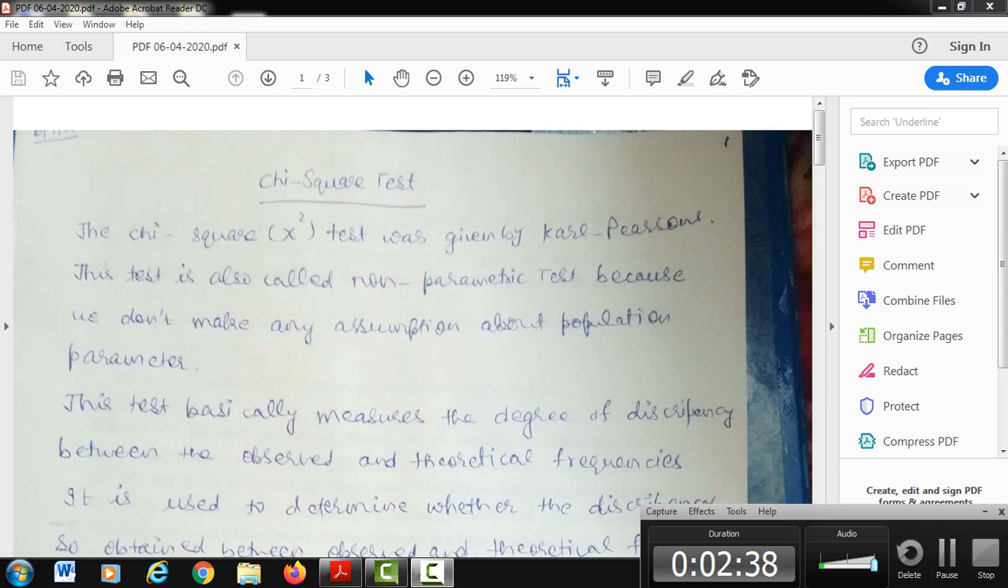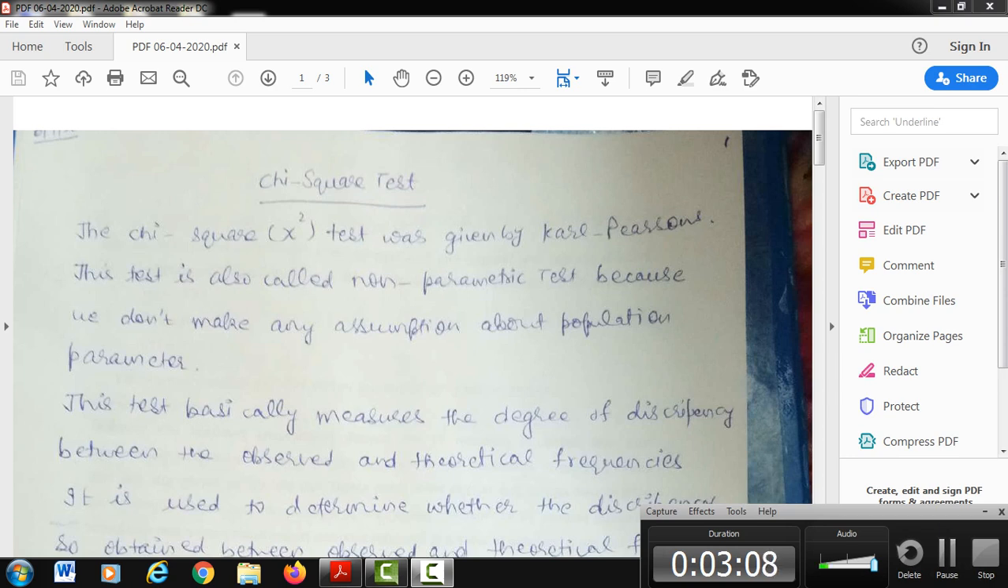Now the last test that I am going to discuss with you is the chi-square test, C-H-I, chi-square test. The symbol that I have used for chi-square, you can read from your screen. This is the symbol for chi-square. The chi-square test was basically given by Karl Pearson. We have also discussed Karl Pearson's coefficient of correlation. So he was a statistician who also introduced the chi-square test.